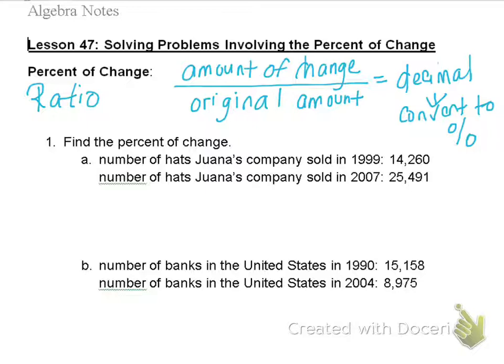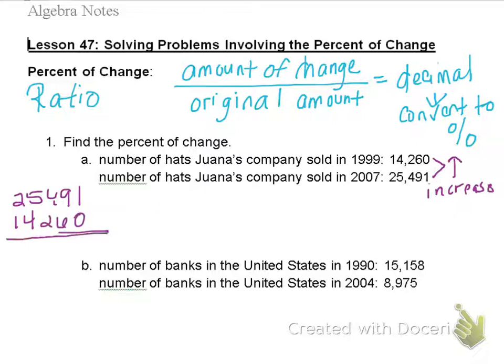We have a number of hats that Juana's company sold in 1999 and the number of hats that they sold in 2007. So the first thing we're going to do is look and see if it's an increase or a decrease. So we look between the two numbers. From 1999 to 2007 it went up, so that means it's an increase. So we're going to take those two numbers and subtract them to find out what the change was. When you're subtracting, you always put the larger number in first and subtract.